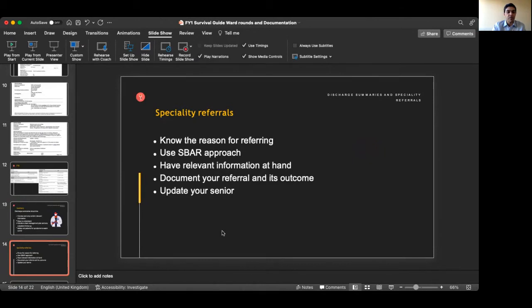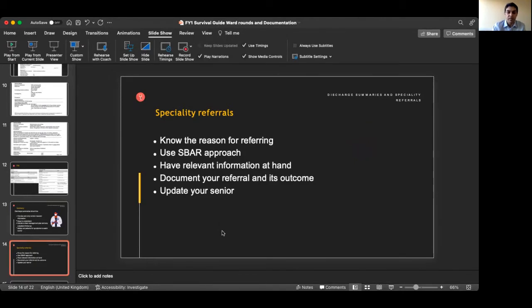When referring to a specialty, it's important to know the reason why you're referring. Usually as an F1, you're the most junior member of the team, and a lot of the time you won't know why your consultant wants a referral done. That's why it's important to clarify with your consultant or your registrar why they want this patient referred. This will help you understand, and it will also help you refer.